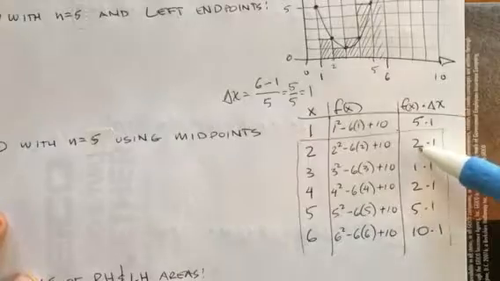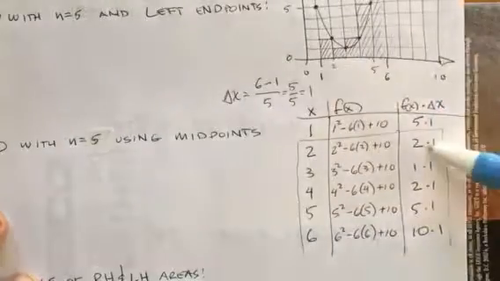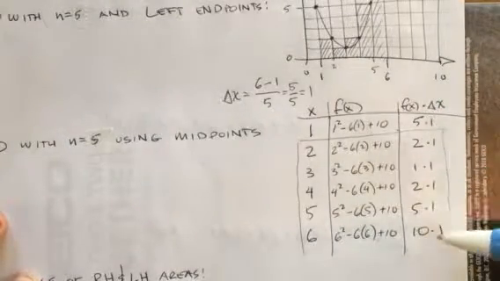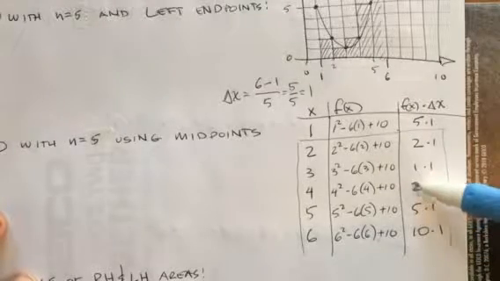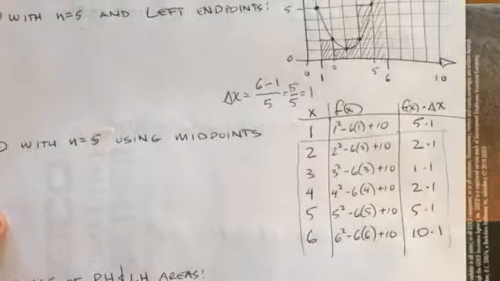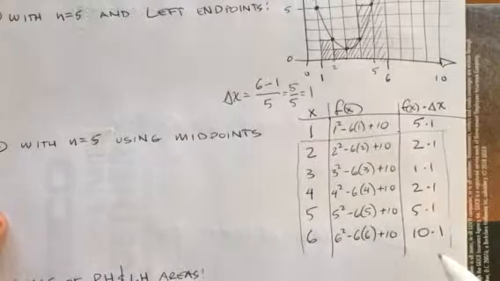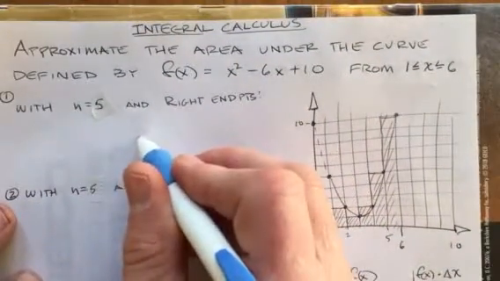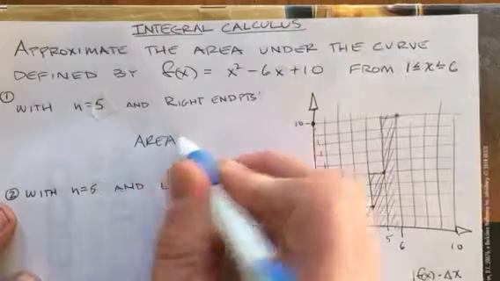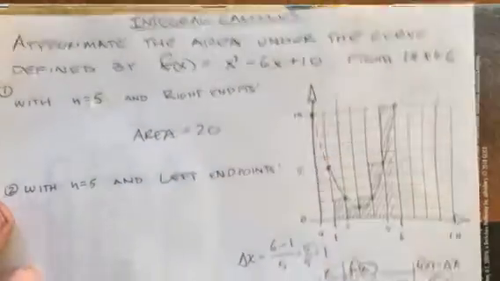And so I'm going to have a height. My first one has a height of 2, and then 1, and then 2, and then 5, and then 10. I can add that all up pretty quickly. That's 15, 16, 17, 18, and that's 20. And then I will write that down. So my area is equal to 20 for this one.